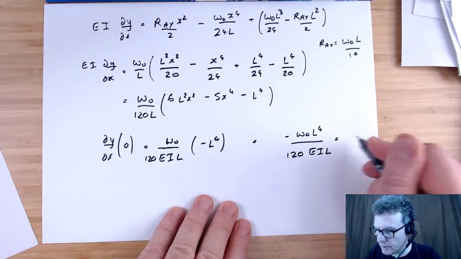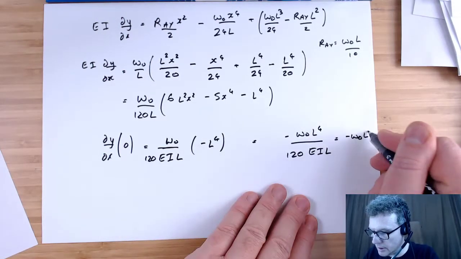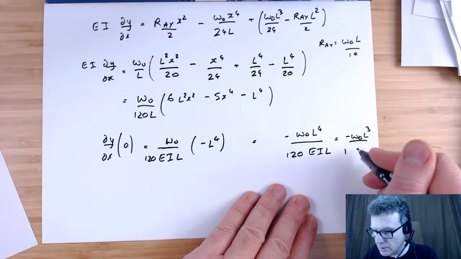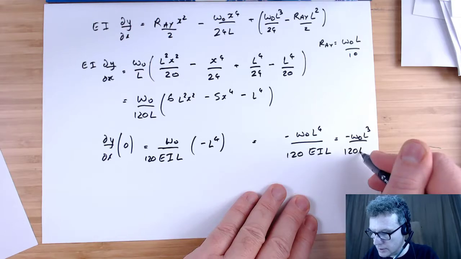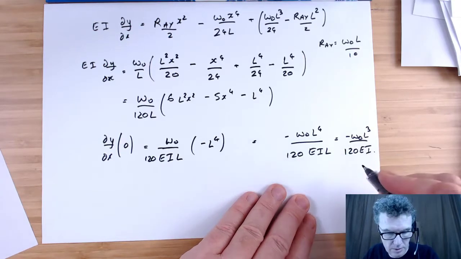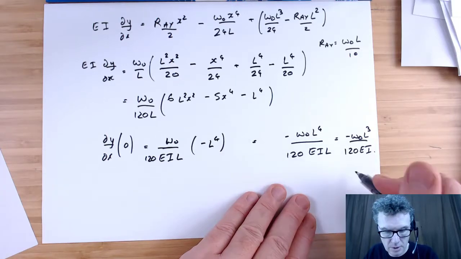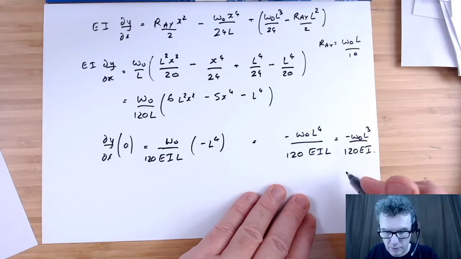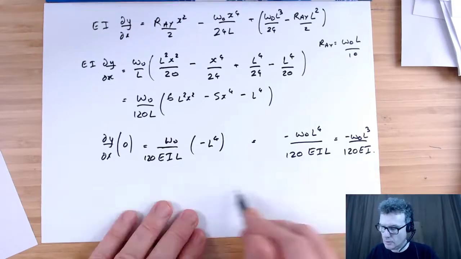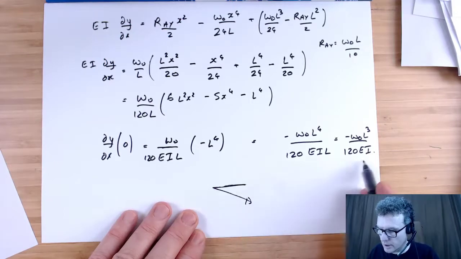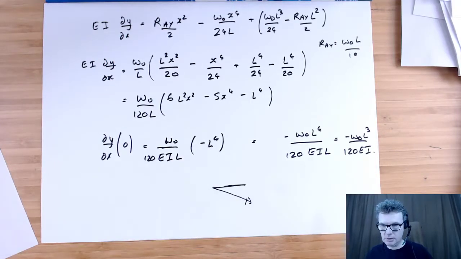Obviously we should simplify that. Minus W0 L to the power of 3 over 120 EI. And that's correct. So the other way of saying that is that we know it's a gradient and it's pointing downwards by that amount. How long? 1 hour to do that problem.